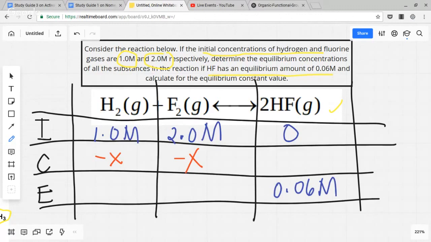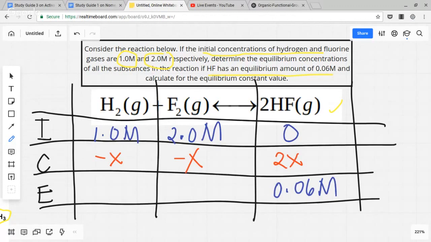While on the product side, you've got 2 as the coefficient, so that means that's going to be a 2x. And because it's a product, we're expecting the product to increase during the progress of the reaction. That means it has to remain positive. So you've got positive 2x. So please don't forget the negative x, and then positive for the product side, and putting the coefficient value beside your x. And now we're ready to figure out the value of x.